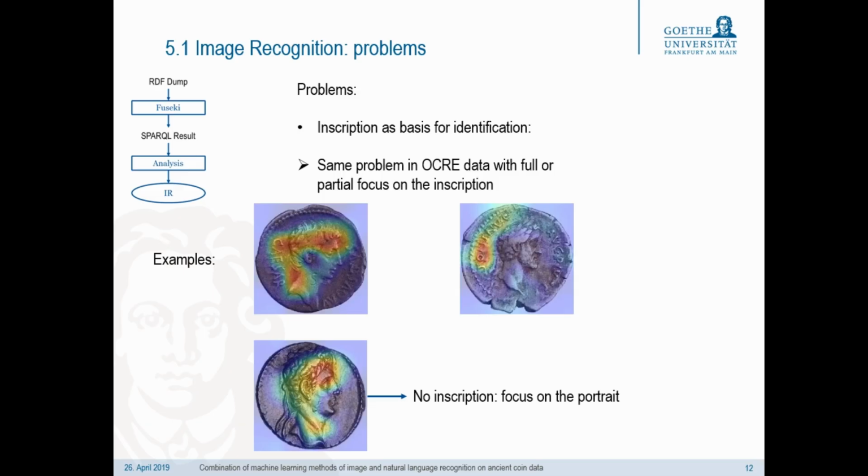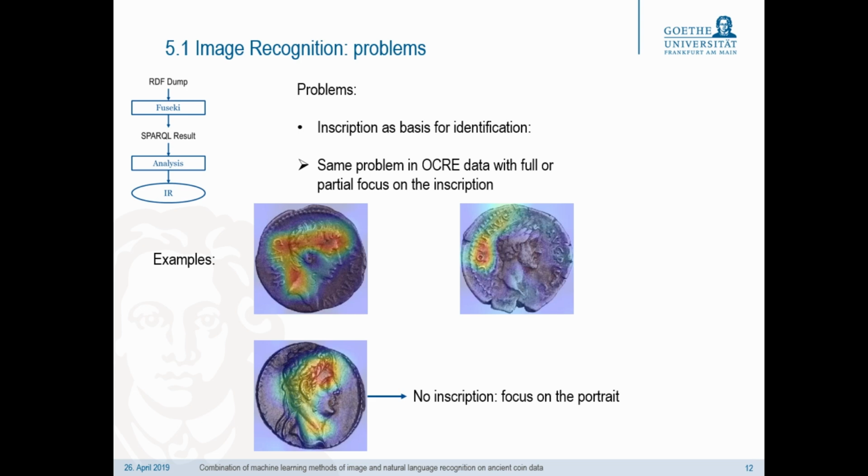So we wanted to trace this inscription problem back to our OCRE data. Another 2 test series with OCRE coins were made, each consisting of 500 images. We could see that the problem here exists as well. The 2 heat maps here should illustrate that problem.